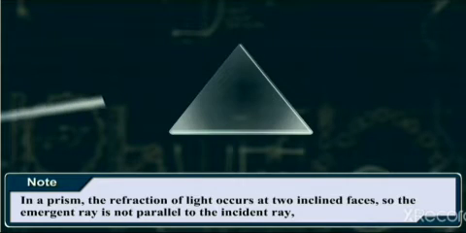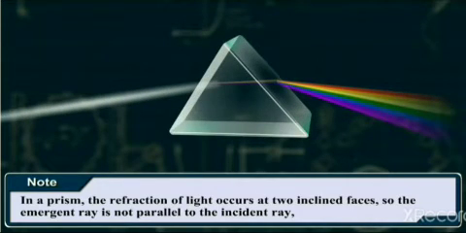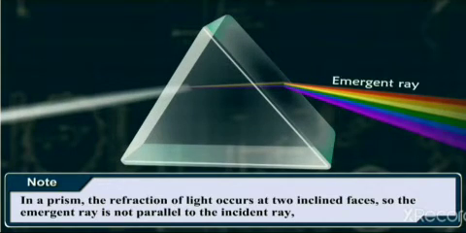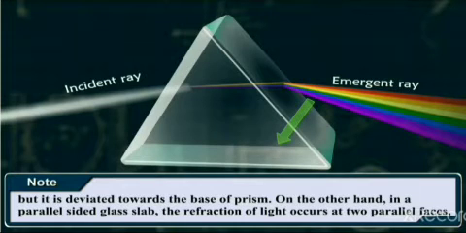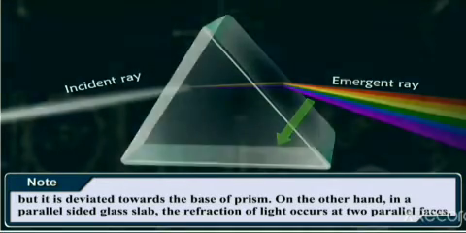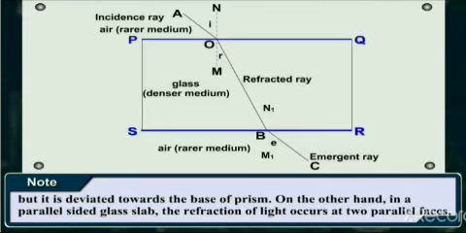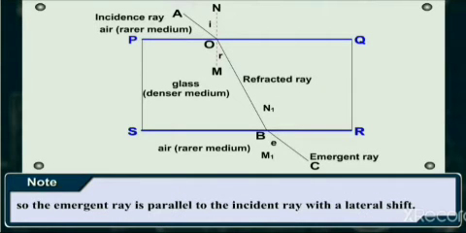Note, in a prism, the refraction of light occurs at two inclined faces. So the emergent ray is not parallel to the incident ray, but it is deviated towards the base of prism. On the other hand, in a parallel-sided glass slab, the refraction of light occurs at two parallel faces. So the emergent ray is parallel to the incident ray with a lateral shift.